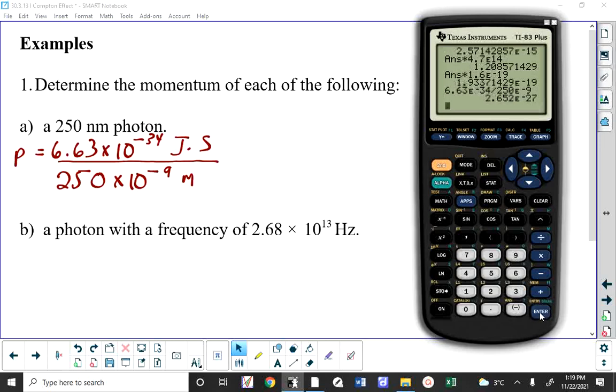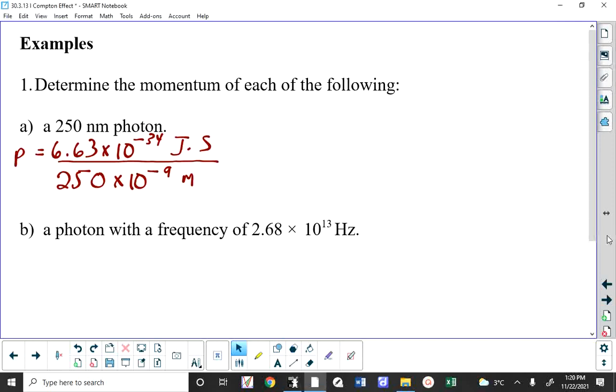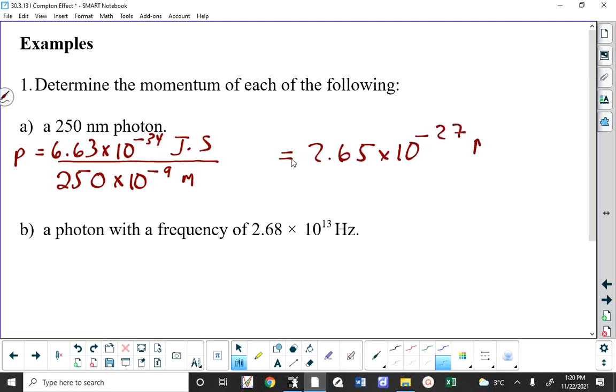It's really a pretty unsatisfying answer. I mean, you're probably sitting there going, yeah, so what? So a photon has this much momentum. We'll get to the real meat of this later in this lesson and also in tomorrow's lesson. But the answer is 2.65 multiplied by 10 to the negative 27. You can use whatever units you want to for momentum. You could use kilograms times meters per second, or you could use newtons times seconds.